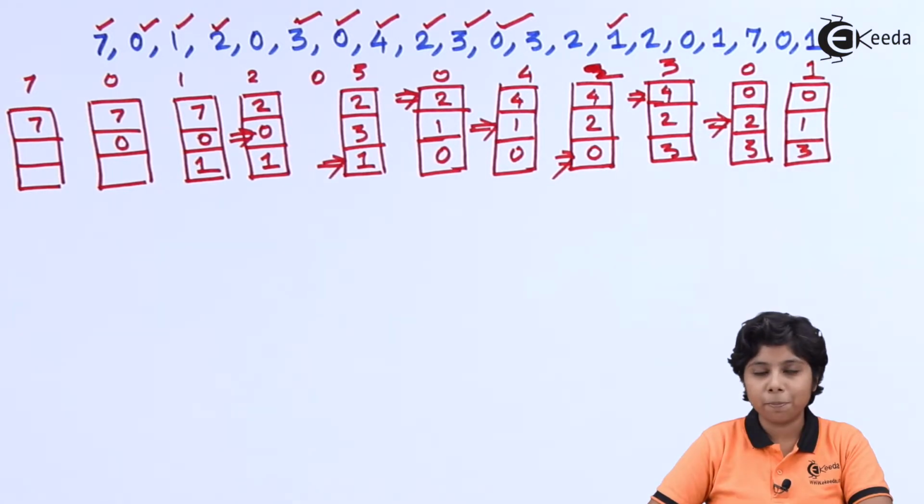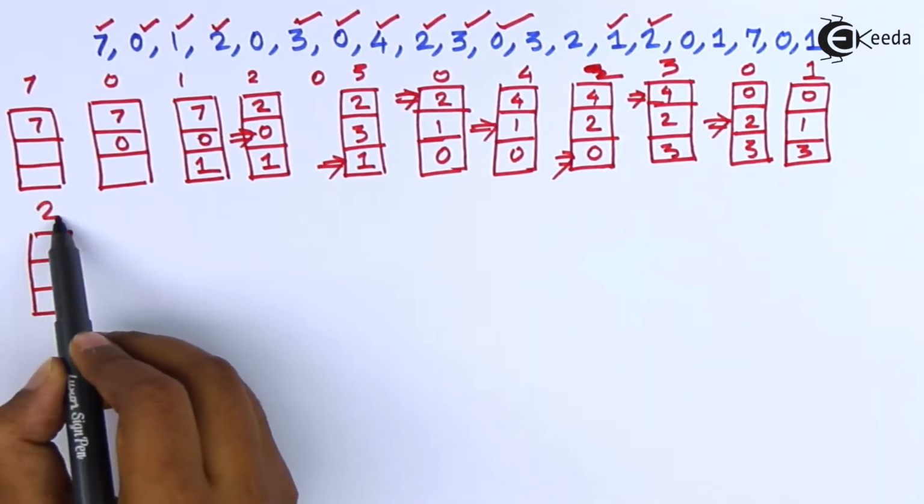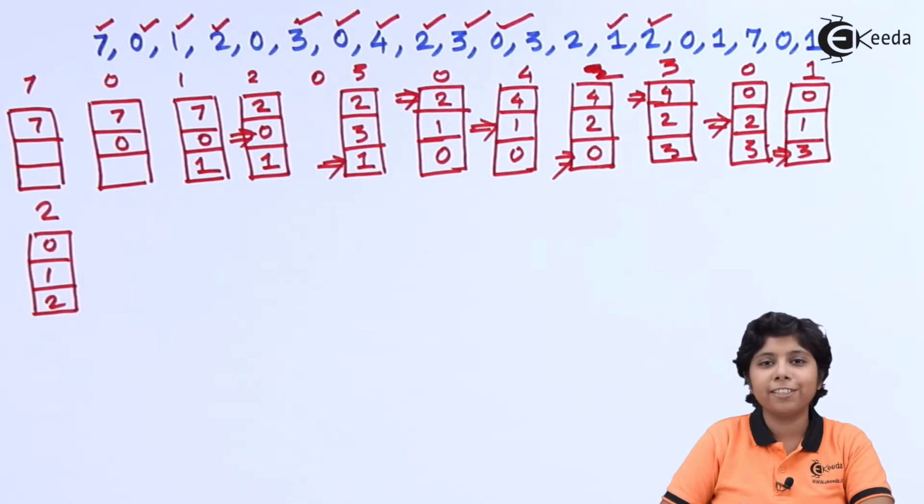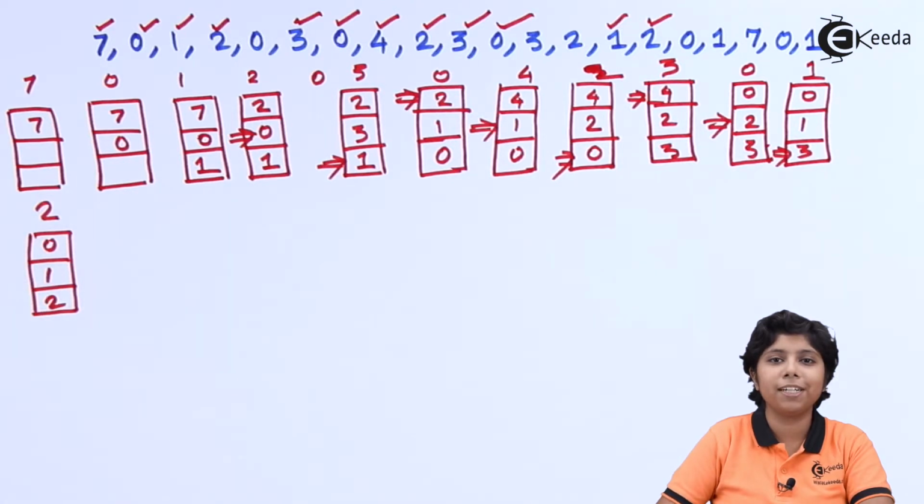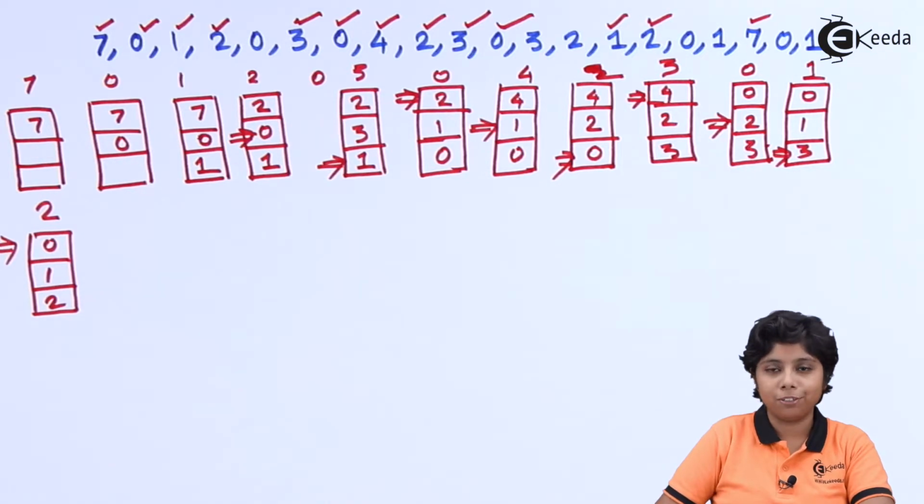Now 2 is appearing, so 2 will cause a page fault. Next, for 0 and 1, there will be no page fault as 0 and 1 are present in the frame. Now 7 is there, causing a page fault, and it replaces the oldest one, which was 0.